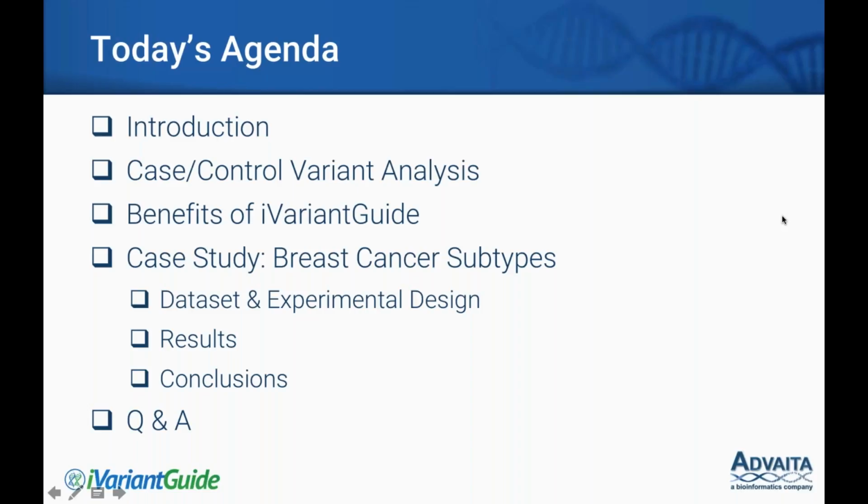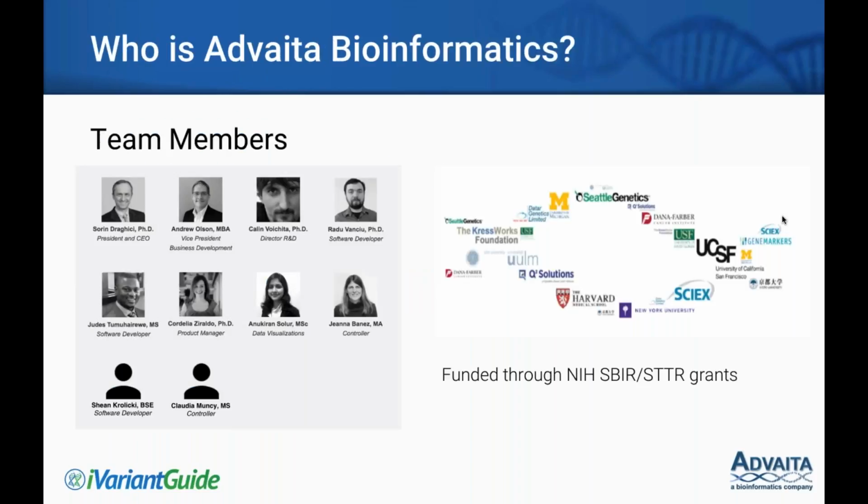So the agenda for today, briefly, I'm going to introduce the company for those of you who are not familiar with us, and then I'm going to talk about what it means to do a case versus control variant analysis and the types of questions that we can answer. And then I will talk about how iVariantGuide is uniquely set up to address those questions. And lastly, I will demonstrate this with a live demonstration of a case study of a real data set. I'll go over the background of the data set and the results and what we've learned. And of course, we'll leave time for questions at the end.